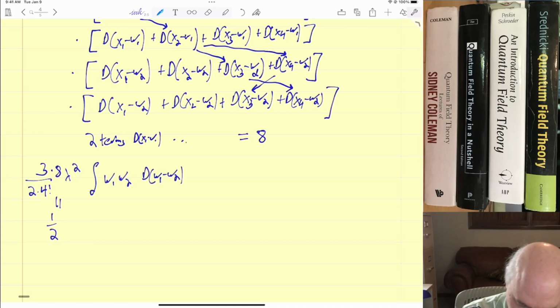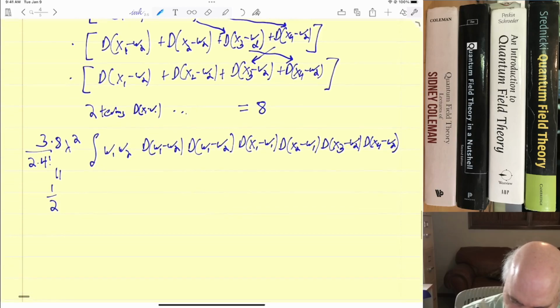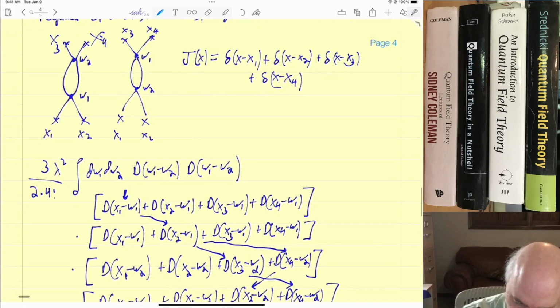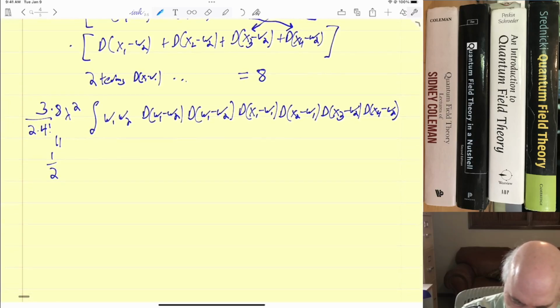dw1 dw2, D(x1 minus w1), D(x2 minus w1), D(x3 minus w2), D(x4 minus w2). So this corresponds exactly to these two diagrams in space-time. And so we've derived the correct symmetry factor.